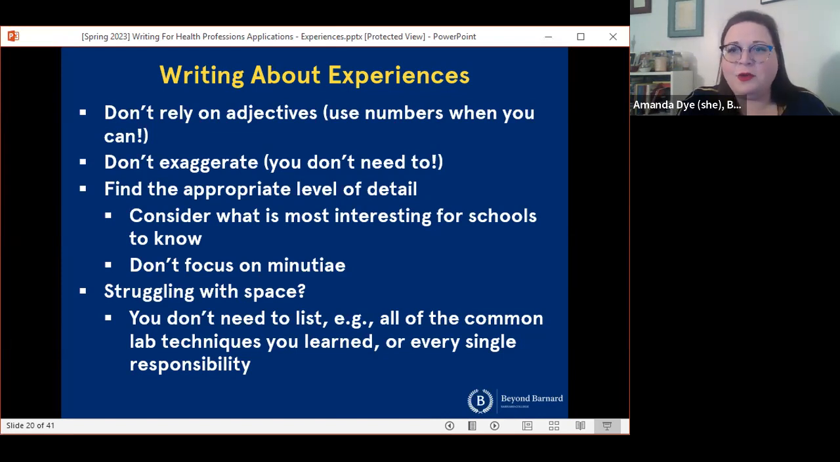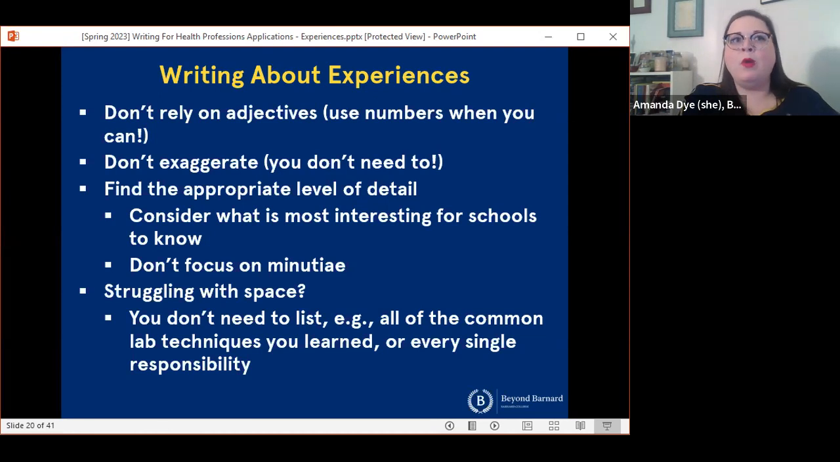Definitely don't exaggerate your involvement. Schools are not expecting that you have done absolutely everything. They're looking for experiences that are consistent with where you are developmentally. It's important to think about the appropriate level of detail.